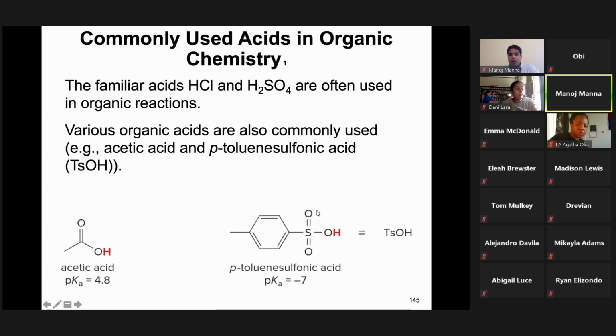We have to remember the structure of these molecules, because in the next chapter, whenever you are going to draw chemical reactions or mechanisms, we have to know the structure of these molecules. Also we have a short notation for this: PTSA, paratoluene sulfonic acid. So these are two examples.